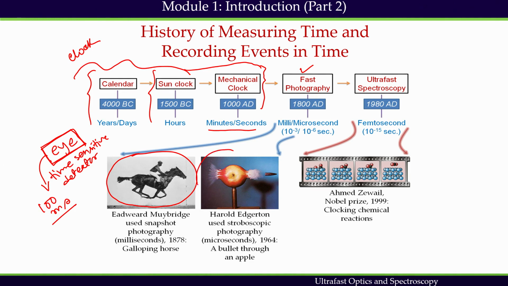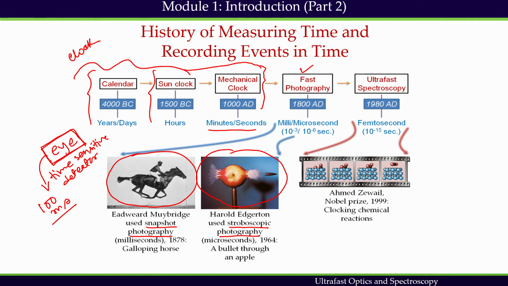He recorded an image of a bullet passing through an apple. This image was recorded not by snapshot photography, but by stroboscopic photography. Stroboscopic photography and snapshot photography are a little different.